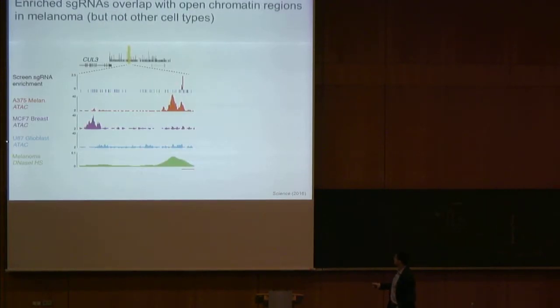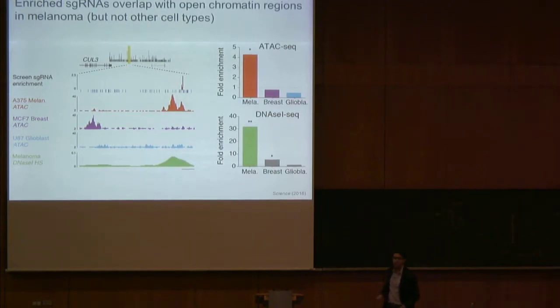And so we did this not only in this human melanoma cell line that we had used, but we did it in a few other different human cancer-derived cell lines, a breast cancer and a glioblastoma. And you can see our data lines up pretty well with the ENCODE DNase open chromatin data. And what we found, this is just one example, is that the enriched guides from our screen tended to co-localize with these open chromatin regions.